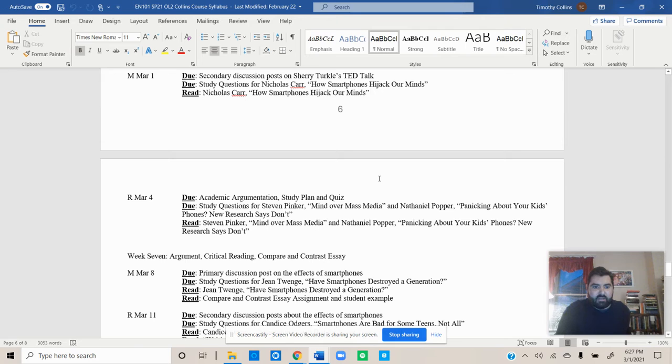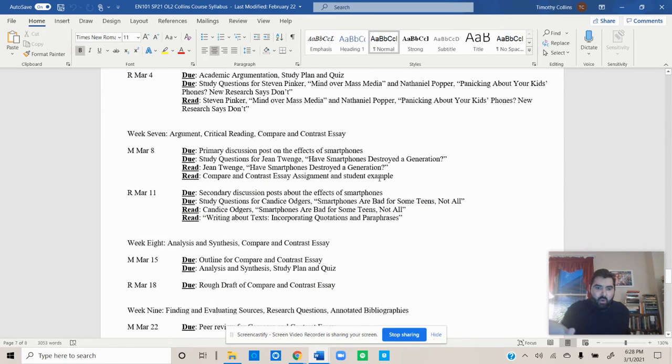Then moving on, for this Thursday, there is a unit on academic argumentation from the online textbook. Then there are two short readings for the 4th. And then next week, no online textbook. You've got two different articles there, and a couple other short things to read as well. And then we're going to do a compare and contrast essay, which I'll talk about later on.